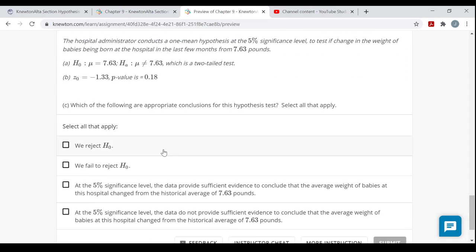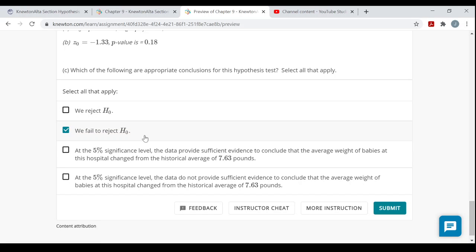So now all that apply. Now, like I said, the p-value is greater than the significance level. 0.18 is greater than 0.05. If that is the case, we do not reject the null hypothesis. And if we're not rejecting it, we're keeping it. We're going to say the mean is 7.63, meaning we're not going to support the alternative hypothesis or the claim that the mean is not 7.63 or that the mean has changed. So one of these here.